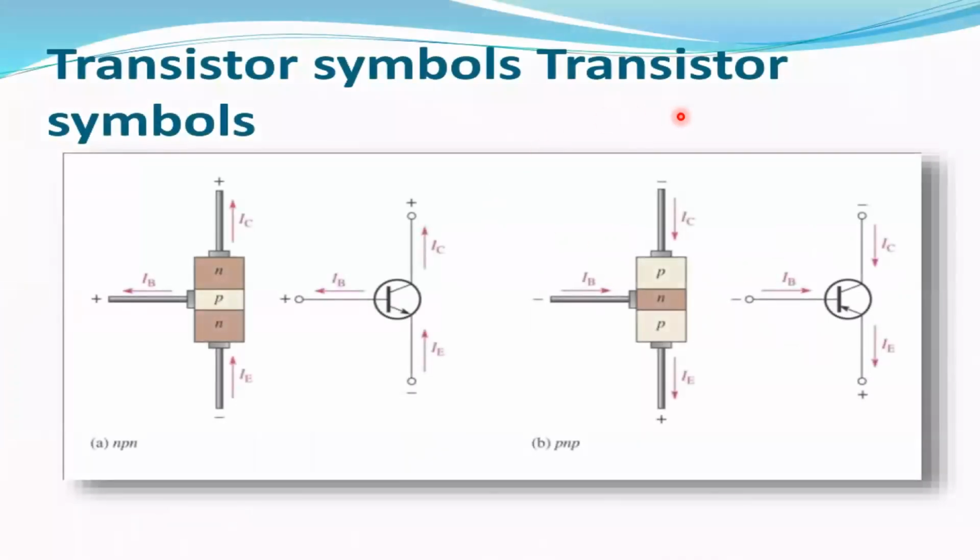Transistor symbols. So these are the transistor symbols, NPN and PNP. This is the transistor symbol of NPN, and this is the transistor symbol of PNP.